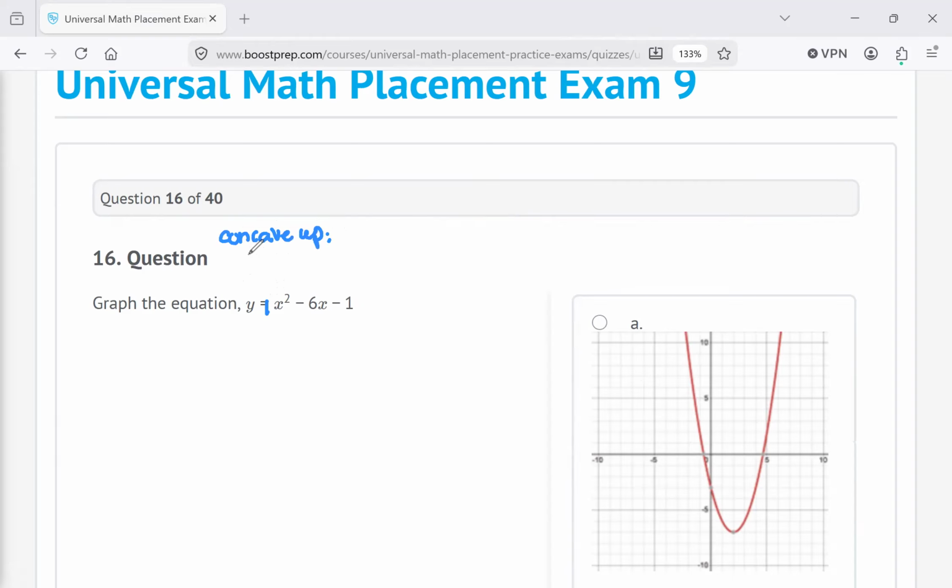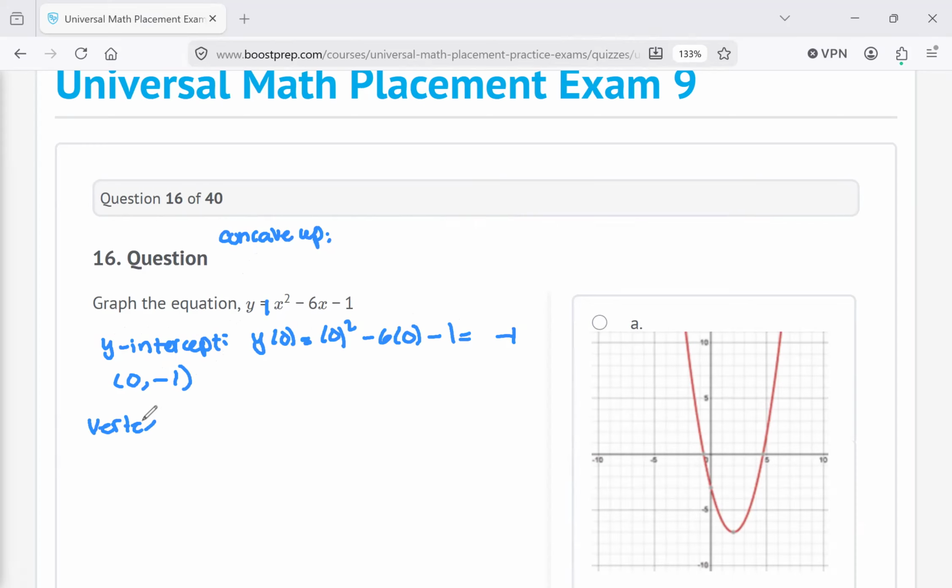Okay, it's concave up. What else do we know? The y-intercept. For the y-intercept, all you have to do is plug 0 into the function, and that puts out -1. So you have a y-intercept of (0, -1). Okay, could I also find the vertex?